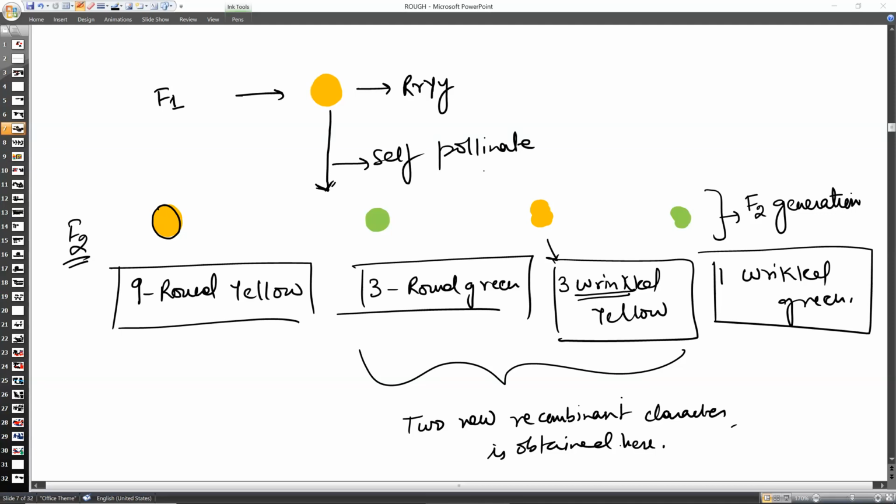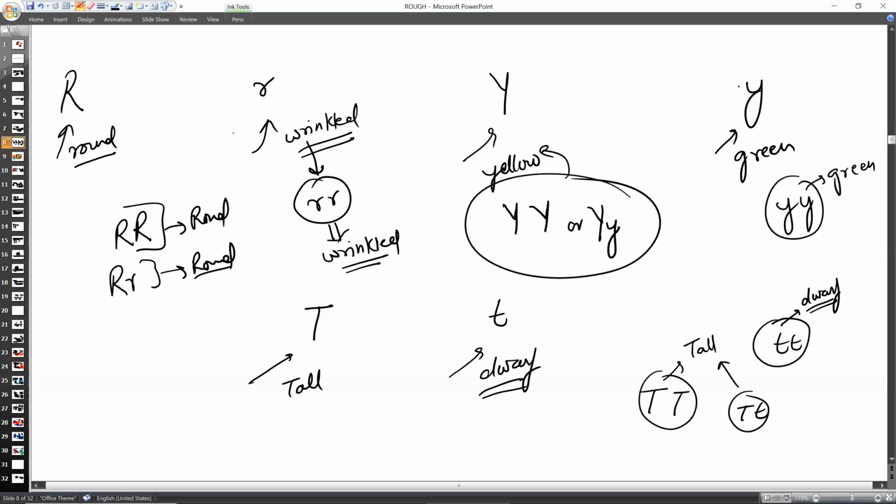Okay, let's move further. These two new recombinant characters are obtained, but how is it possible? Now everyone has to concentrate on how it is possible. First of all, you need to make it clear that round shape is dominant over wrinkled shape. That's why we take capital R for round and small r for wrinkled.